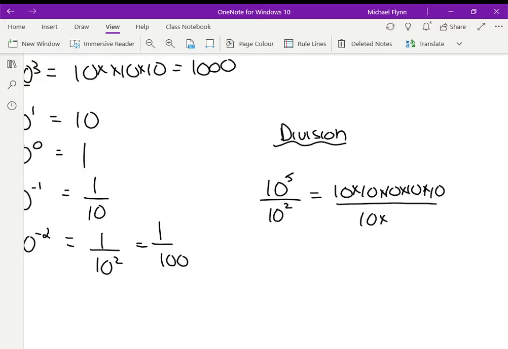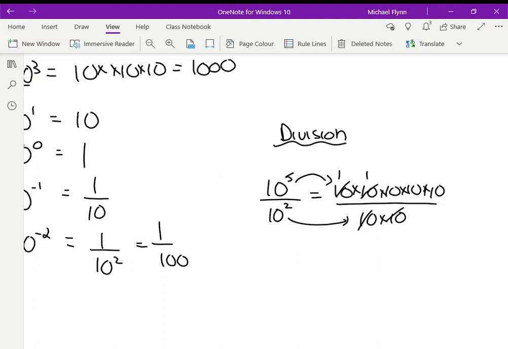Well, 10 to the power of 2 is just 10 times 10. So this becomes that, becomes this. Now you can divide. 10 divided by 10 is just 1. Okay? This 10 divided by that 10 is another 1. Whenever you divide a number by itself, the answer is 1, right?